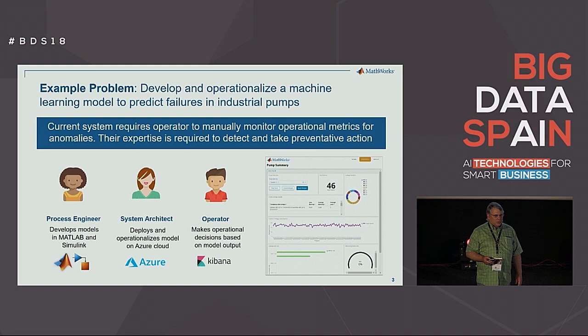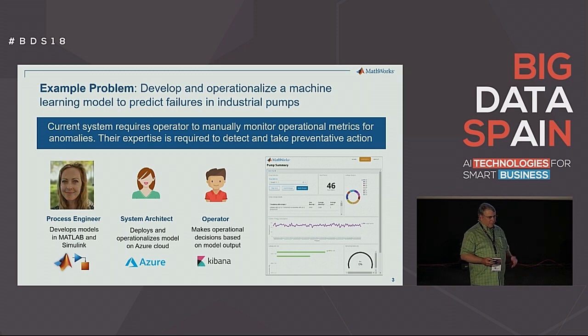And as we're talking, we're going to be giving you the progress of our project through the perspective of a couple of different personas. The first persona in our system here is what we're going to call a process engineer, and this is a person that uses MATLAB and Simulink to develop models for their assets. And that role is going to be played by Heather.